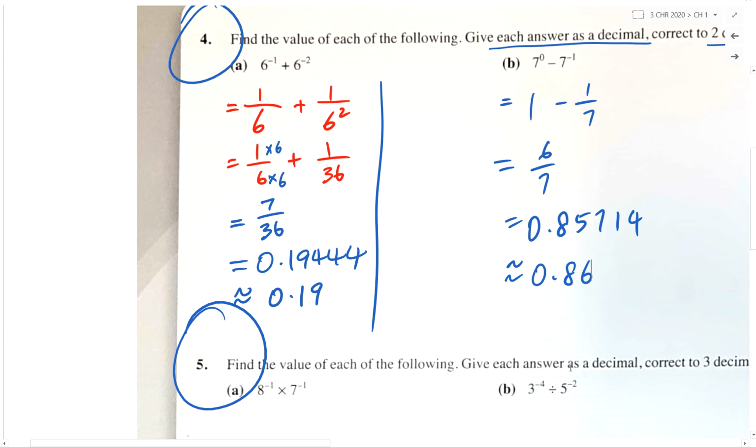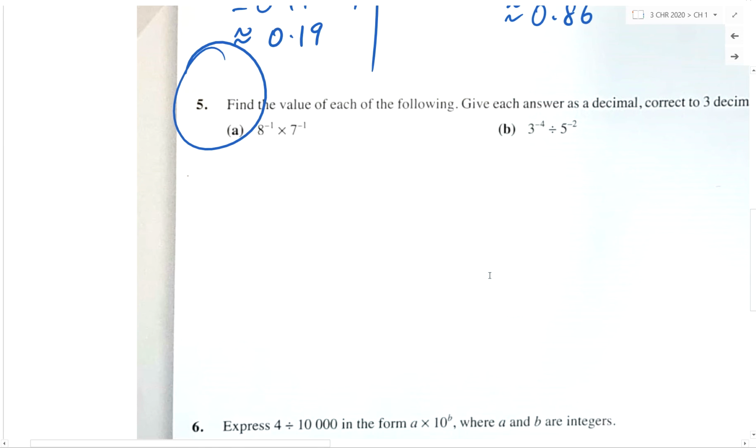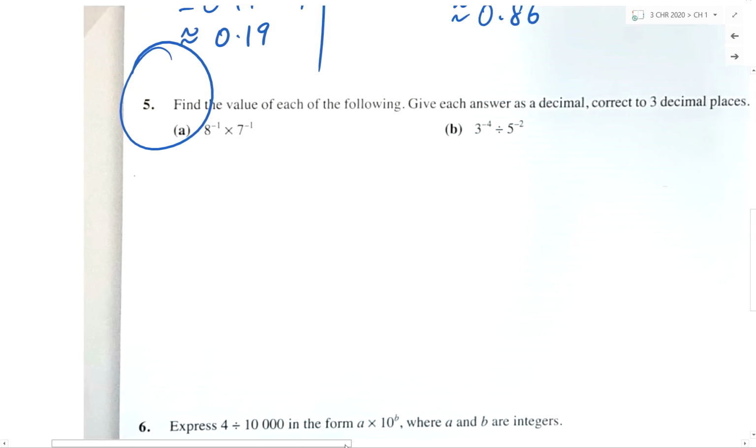Okay, if your answers are correct, give yourself a tick. So actually all these are not required. Calculator can give you those values already. Next one, find the value, decimal, but 3 dp now.